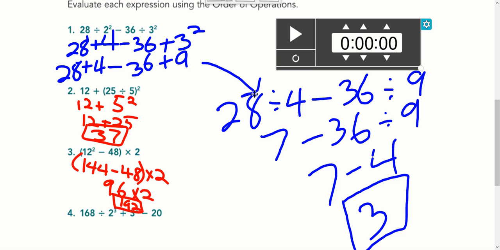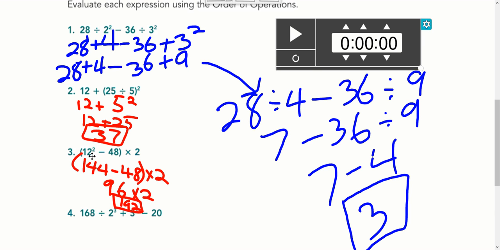All right, this may seem like a lot of extra writing, but believe me, if it helps you get the right answer, it is worth it. All right? And then on 2, notice I divided in parentheses first, because parentheses happen before exponents. And I have 5 to the second. And I need to do that next. It would be 25. 12 plus 25 would be 37.